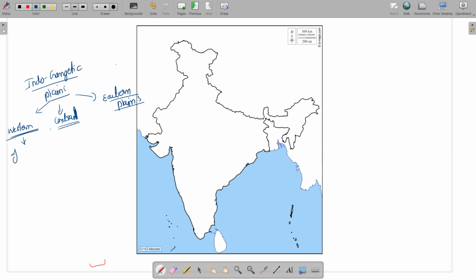Western plains have another name called the Indus plain, and the central plain is called by another name, the Ganga plain. Simple. And the eastern plain has another name, the Brahmaputra.